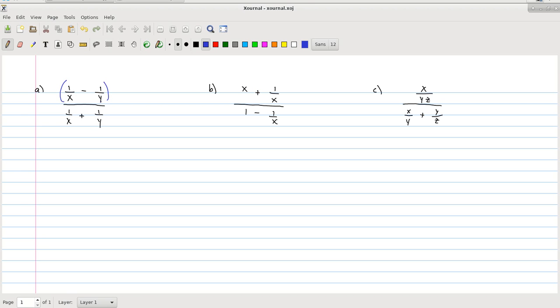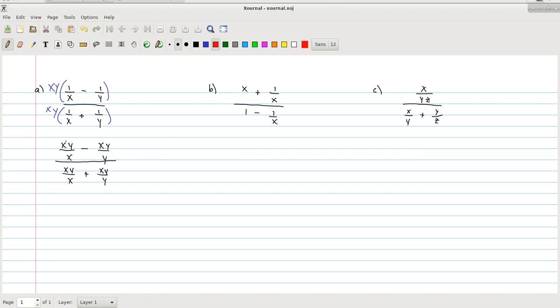So what I'm going to do is multiply numerator and denominator of the big picture fraction by the LCD. So multiply everything by xy. When we distribute this through on the first term, we're going to have xy over x minus xy over y, all divided by, in the denominator, we multiply this through. We've got xy over x plus xy over y. Now this looks much worse than the original problem did, but we're going to start to reduce things and it's going to get a lot better.